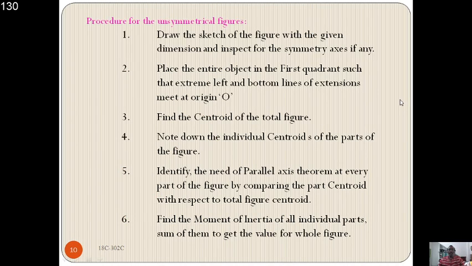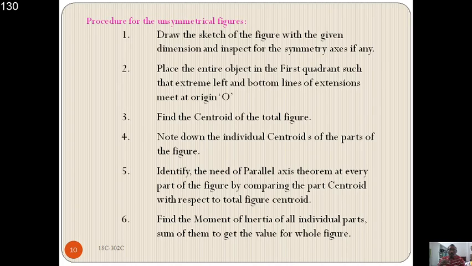So with this introduction, let us understand the procedure for an unsymmetrical figure to determine the moment of inertia. Step by step. First, we need to draw the sketch of the figure with the given dimensions and inspect for the symmetry axis, if any. Place this entire object in the first quadrant such that the extreme left and bottom lines of extents meet at origin O. Find the centroid of the total figure.